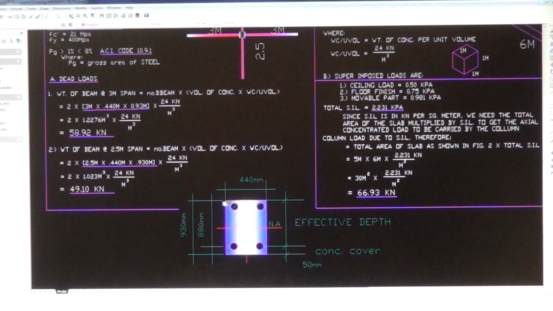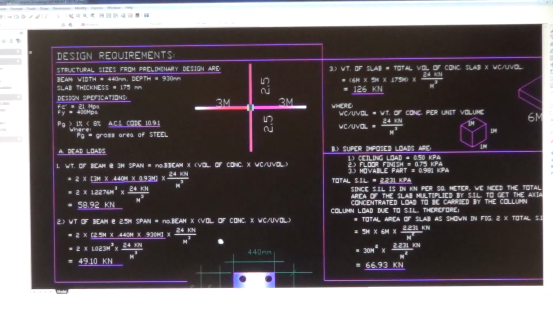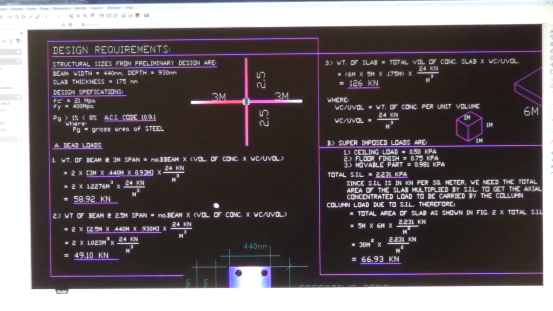Since we need to calculate the total weight of the beam carried by the column, we need to add this concrete covering here, which is 50 millimeter. The 50 millimeter is the minimum requirement specified by the ACI code. So we add this 50 to 880, it becomes 930 millimeter, the total depth of the beam. That's why we have it here.